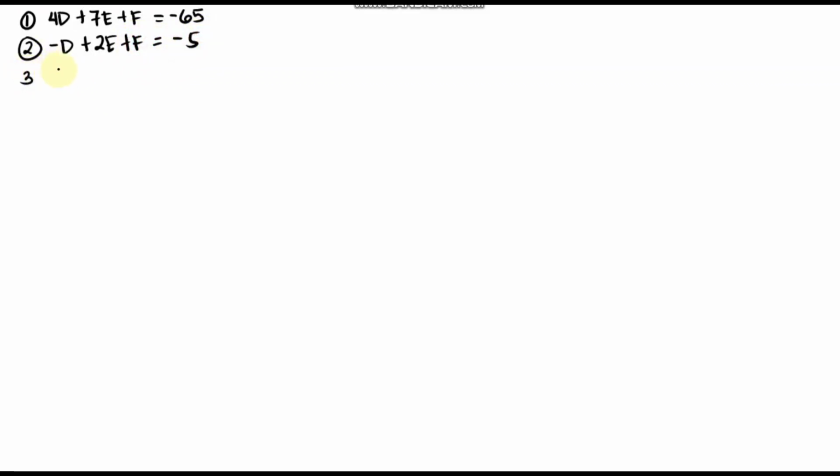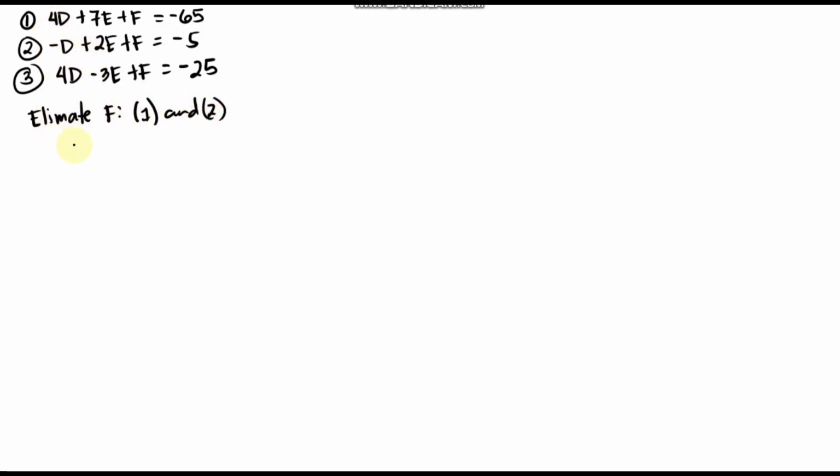Equation 3, 4d minus 3e plus f equals negative 25. So using the systems of linear equations, solve for d, e, and f. So we can eliminate the value of f. So eliminate f using equation 1 and equation 2.